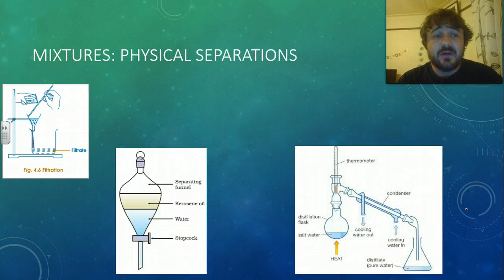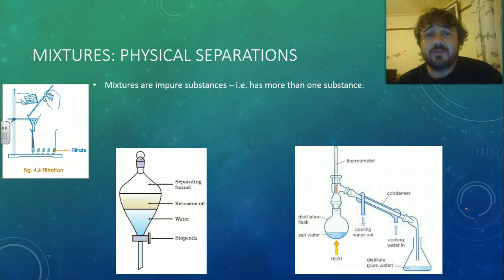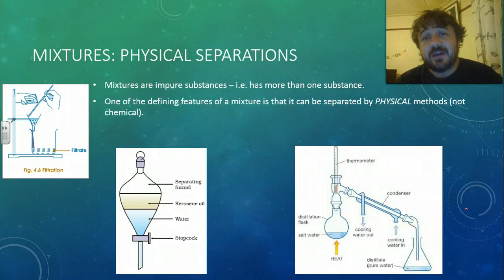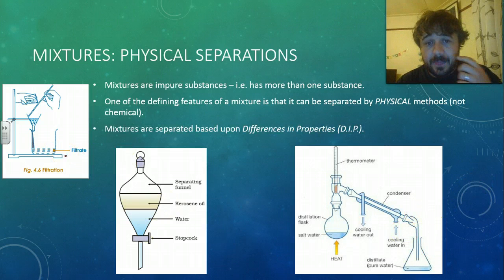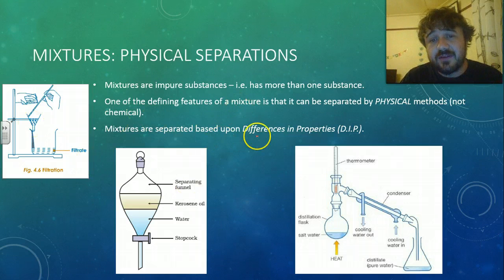Alright, so mixtures are impure substances, which means they have more than one thing in them, and we can separate them by physical methods, not chemical. That's one of the defining features. Here are a couple of experiments set up, ready to roll. This phrase here is really important. Whenever you see a mixture, I want you to think of differences in properties. What is the difference in these two properties that we will use to separate it? That's how we do it. It's based on differences in properties, D.I.P.